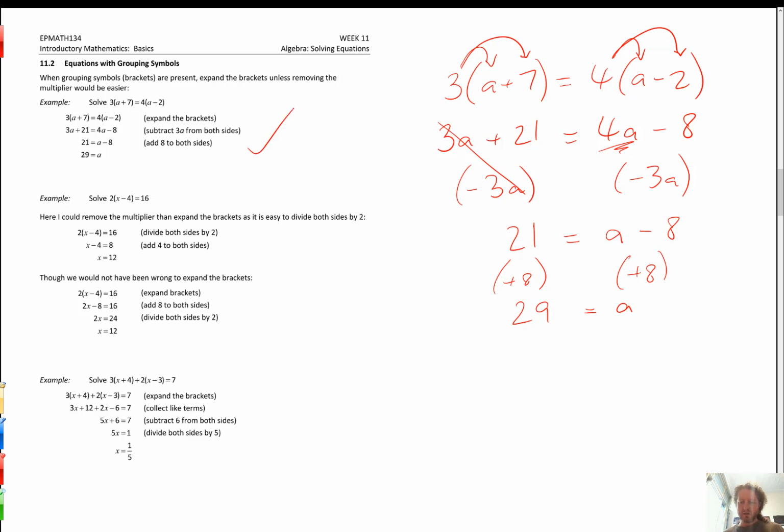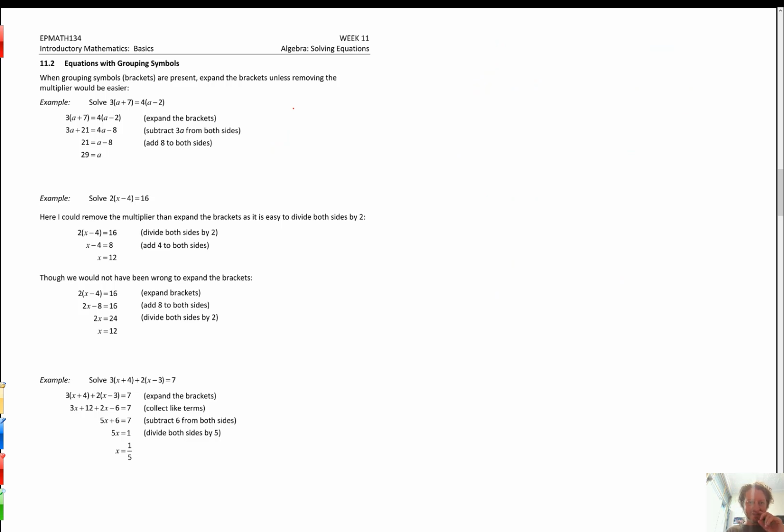Okay. Now, what about this next one? Okay, here's a good selection, David. This is better than the example on the last page. Can I expand the brackets? Absolutely I can, which is what I've done here. I could say 2x minus 8 equals 16, and then I could add 8 to both sides.